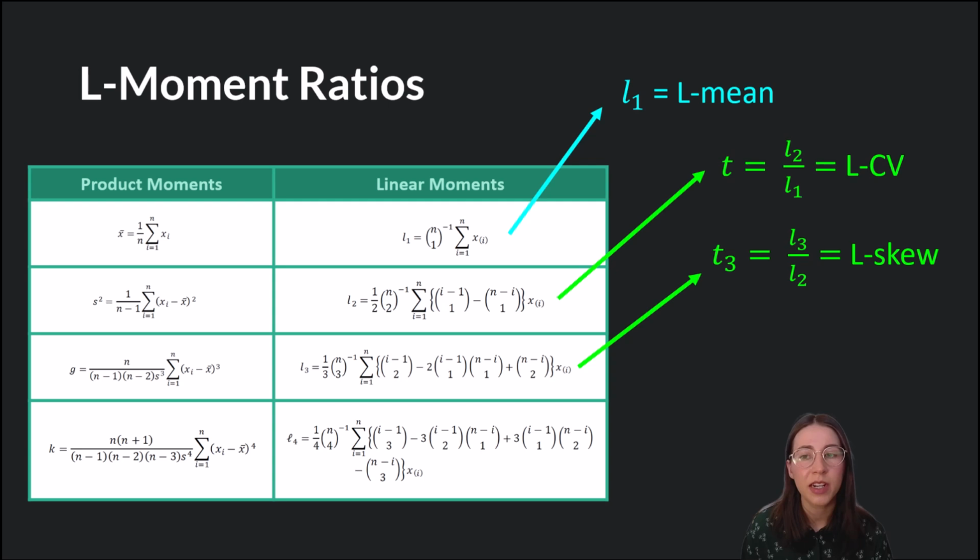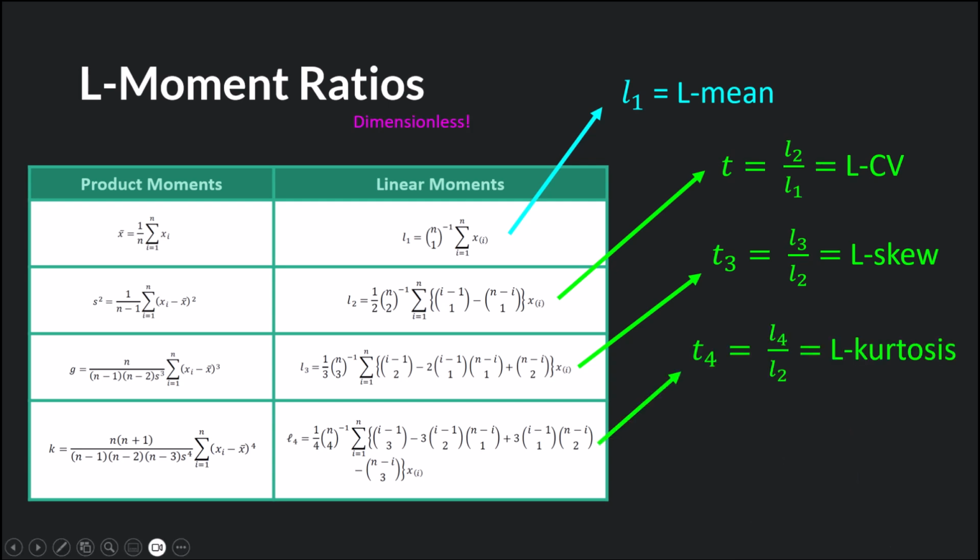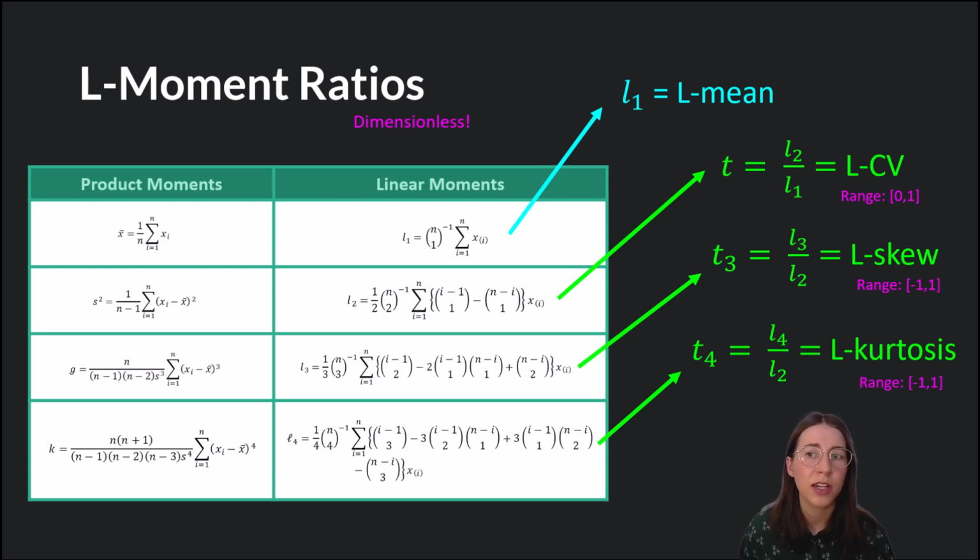Asymmetry is summarized into an L moment called L skew, and this is calculated as the third L moment divided by the second L moment, and we call that T3. Finally, peak and tail weight is summarized into an L moment ratio called L kurtosis, which is estimated from the fourth moment divided by the second moment, and this is known as T4. I will also mention that typical ranges of these values for LCV is from 0 to 1, L skew ranges from -1 to +1, and L kurtosis ranges from -1 to +1.